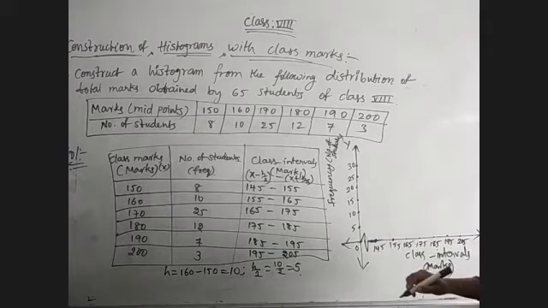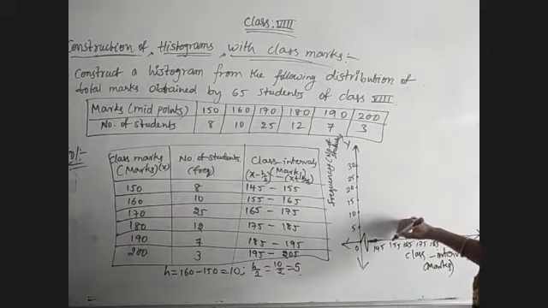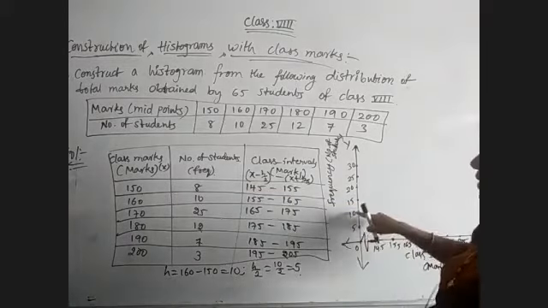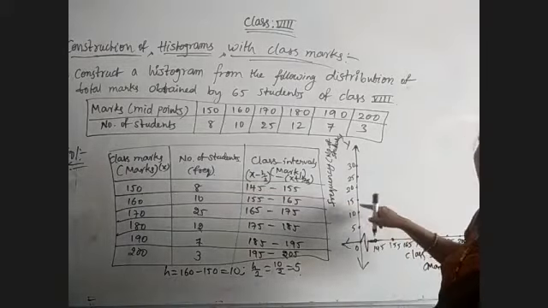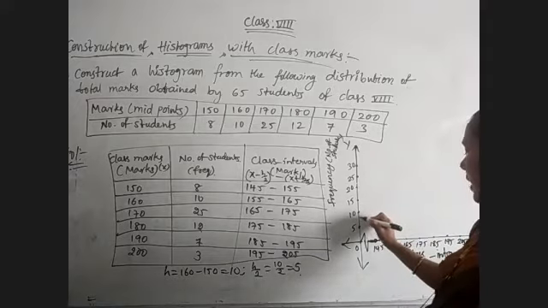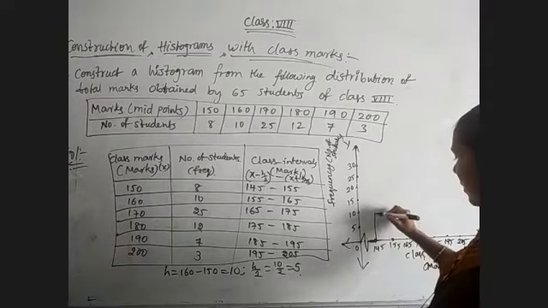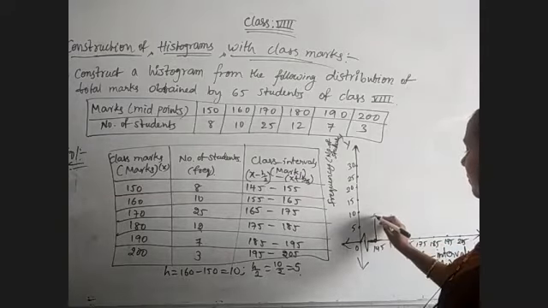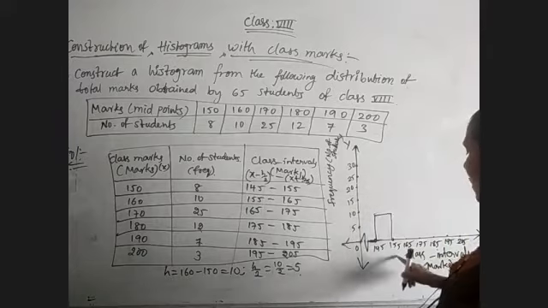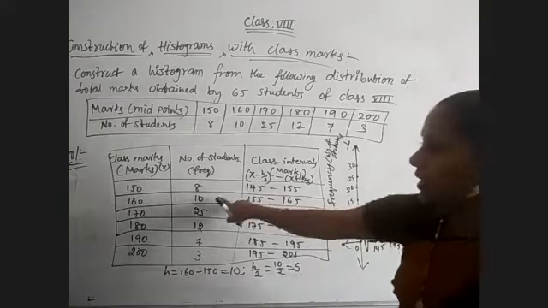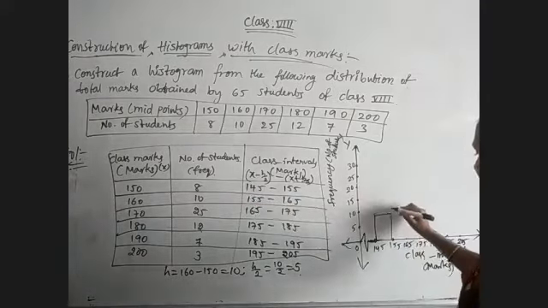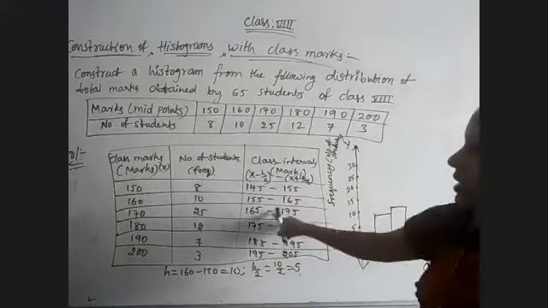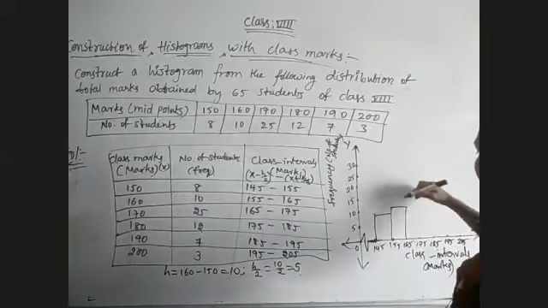That's all. Now 145 to 155: how many students are there? 8 students. That means between 5 and 10, so 6, 7, 8. Somewhere we'll get a small bar like this, at 8. Next, 155 to 165, 10 students are there, so exactly 10. Next, 165 to 175, 25 students are there. Here you'll get that.